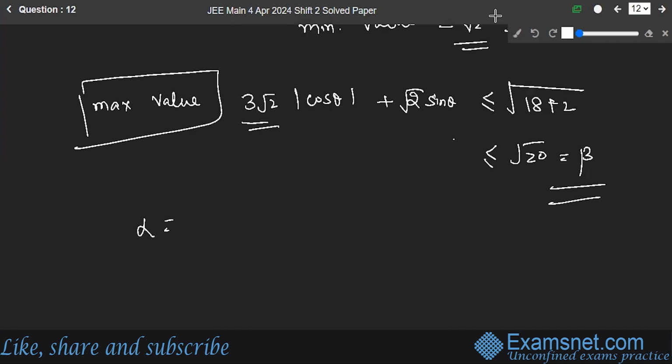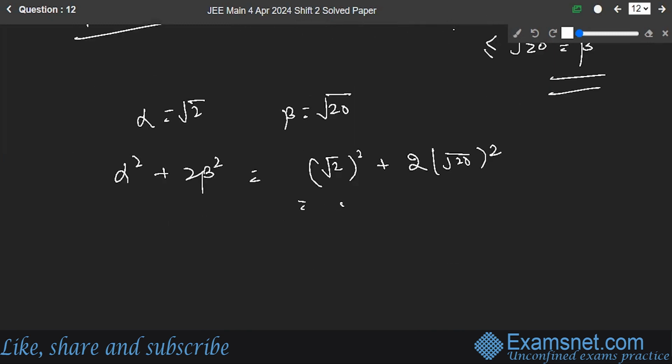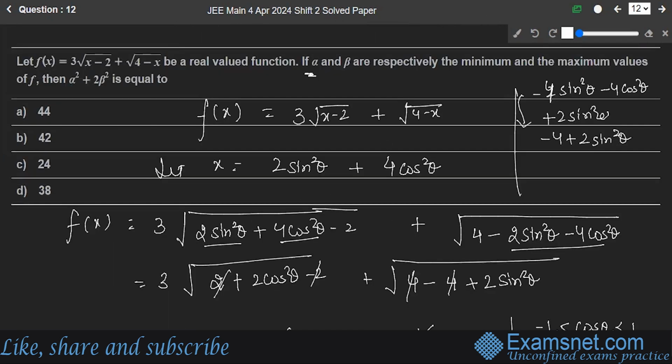So you have your alpha as root 2. You have your beta as root 20. You have to find out alpha square plus 2 beta square. So root 2 square is 2 plus 2 into 20, 42 is the answer. B option is the correct answer to the question. Hope you're clear with this. Let's move to the next question then.